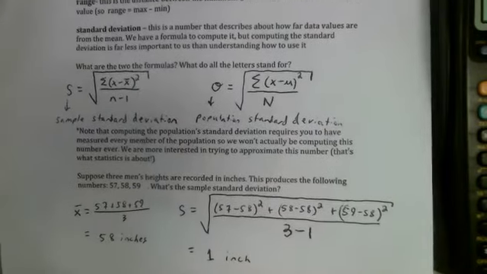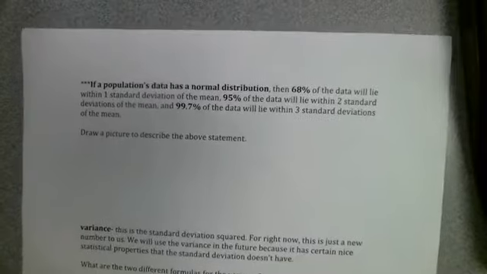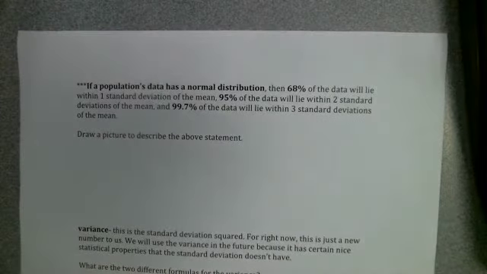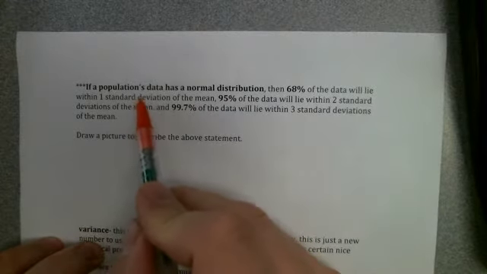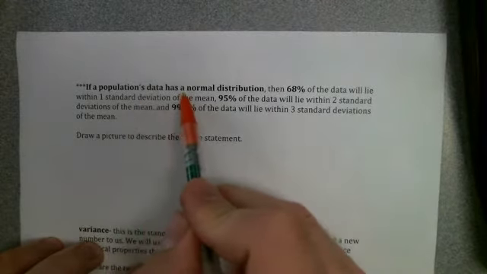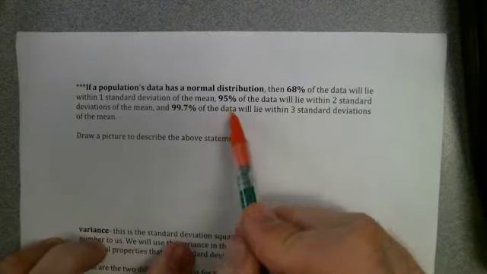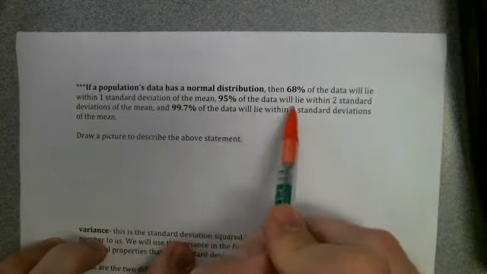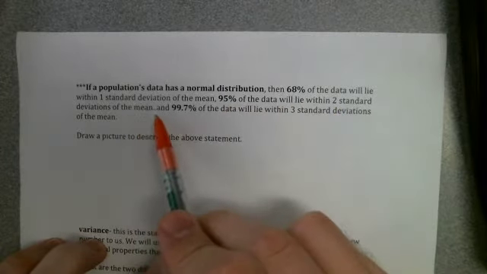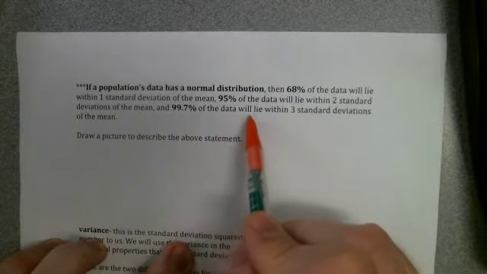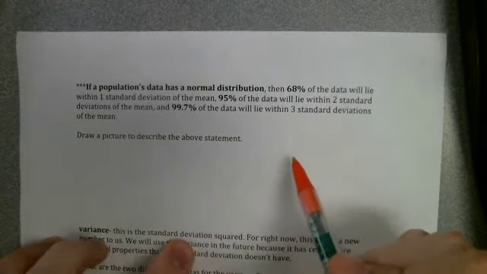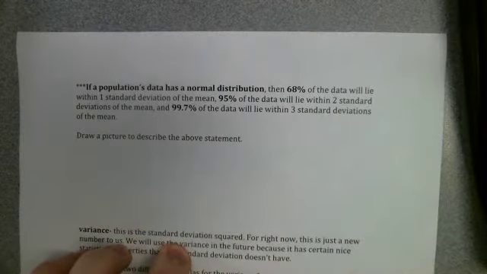Okay, so why do we care about the standard deviation? Well, it turns out the standard deviation has all these really cool properties. So one of the properties of the standard deviation is as follows. If a population's data has a normal distribution, then 68% of the data will lie within 1 standard deviation of the mean. 95% of the data will lie within 2 standard deviations of the mean. And 99.7% of the data will lie within 3 standard deviations of the mean. And I say draw a picture to describe the above statement.